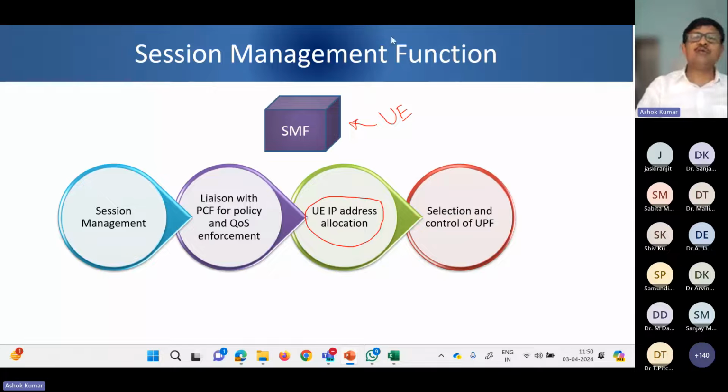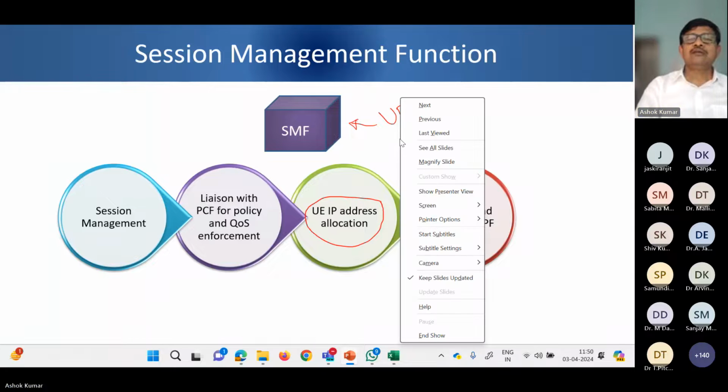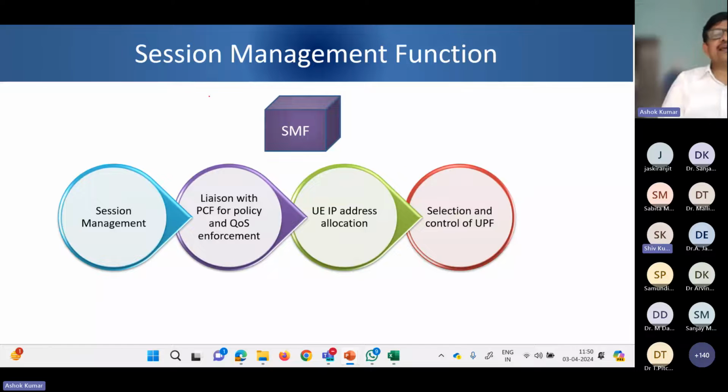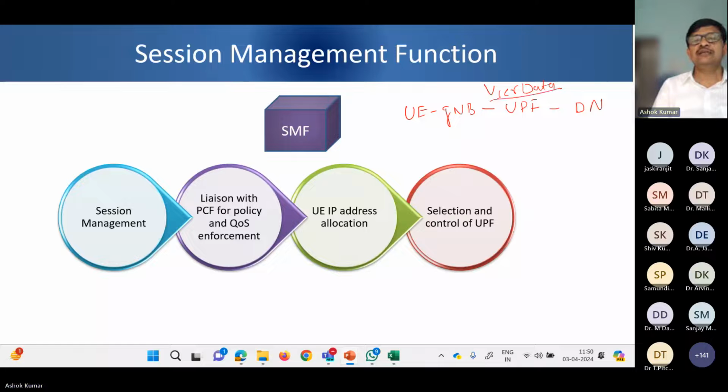Okay, now as we know that the data flows through UPF, user plane function, the diagram which I had shown. If you recall the diagram, the user plane data was flowing from user equipment to gNode B to user plane function and then to the data network, DN. This is the path of user data, not control, but user data.